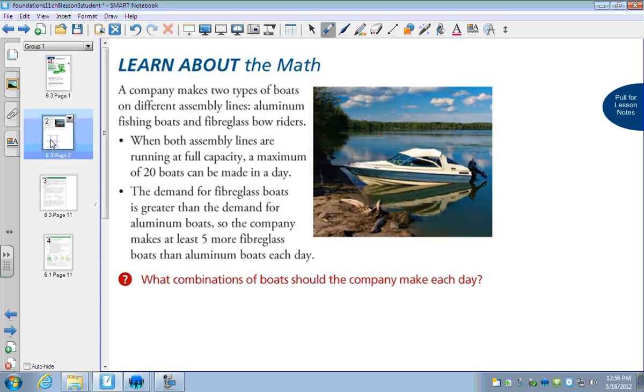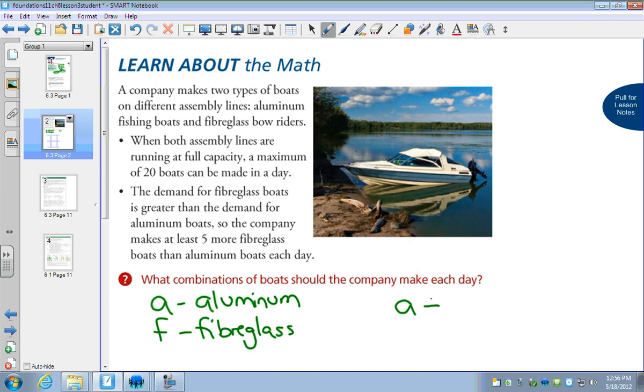Okay, we're going to try an example together. A company makes 2 types of boats on different assembly lines, an aluminum fishing boat and a fiberglass bow rider. So we're going to let A be the aluminum boat and F be the fiberglass boat. We have to come up with a couple of inequalities and then graph them. When both assembly lines are running at full capacity, a maximum of 20 boats can be made. So I can make at most, less than or equal to 20. This is the hardest part, getting the language. A maximum means less than or equal to.